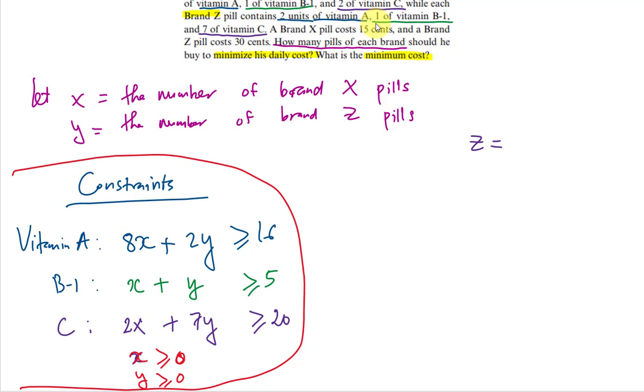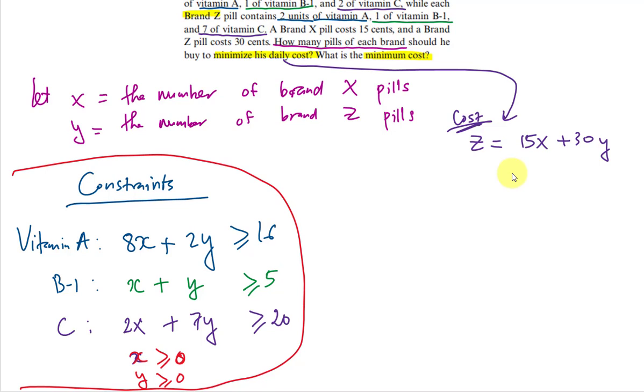15 cents means 15 multiplied by X, because X is the number of pills from brand X. And then 30 cents for brand Z, so plus 30Y, where Y represents the number of pills from brand Z. This is the cost function, the cost function for his daily cost. So you want to minimize this cost function.